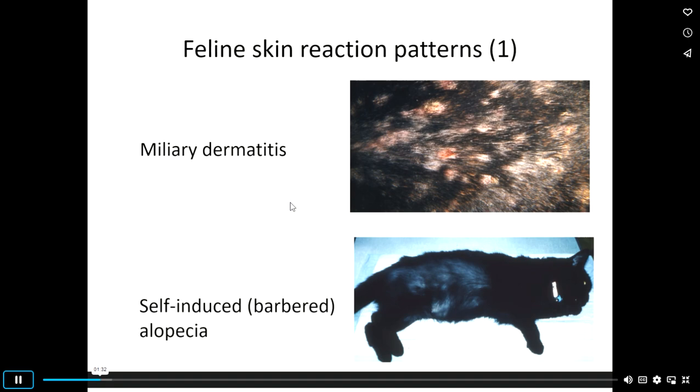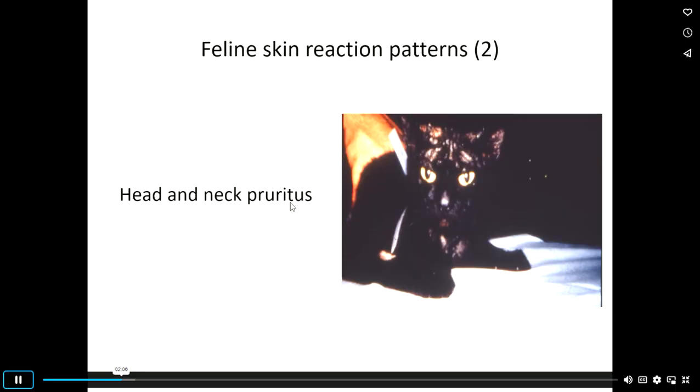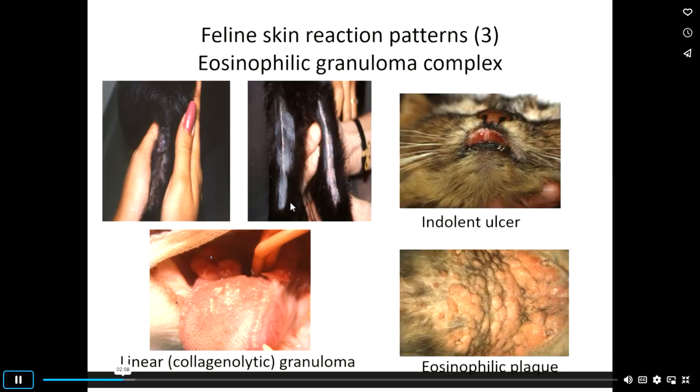So the first of the reaction patterns is miliary dermatitis, which is the most common, and this actually can be a presentation of dermatophytosis, obviously of non-allergic origin. And the lower slide is from self-induced or barbed alopecia, where there are shorn-off hairs, and you can verify this by plucking hairs and looking at them microscopically. And often this involves the belly area and leading to so-called ball belly syndrome of the cat. And this is head and neck pruritus.